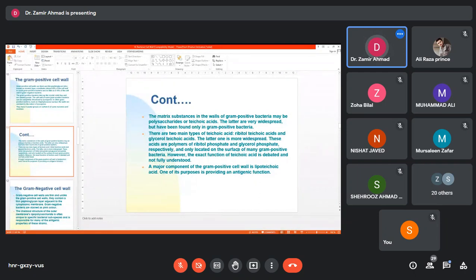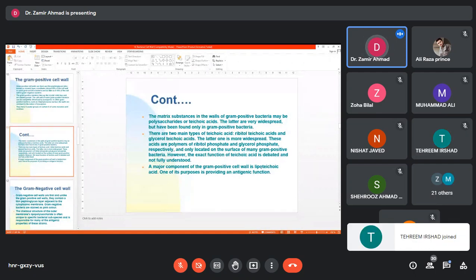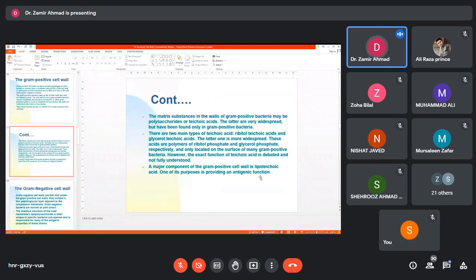They are located on the surface of many gram-positive bacteria, but the exact function of teichoic acid is debated and not fully understood. A major component of the gram-positive cell wall is lipoteichoic acid, meaning that the teichoic acid is in combination with lipids. And because of this lipid and teichoic acid combination, it has an antigenic function, meaning that it can induce the immune system in the body.